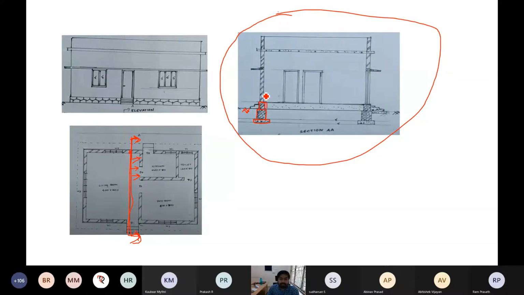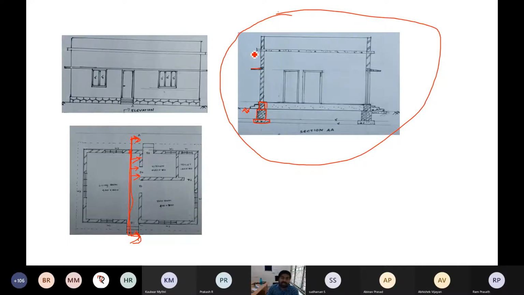Then your superstructure wall is there. So the wall you can see. This is your, what to say, sunshade. The sunshade is visible. Imagine that windows are here. The window sunshade is visible; that is shown here. Sunshade. Then this is your roof slab.